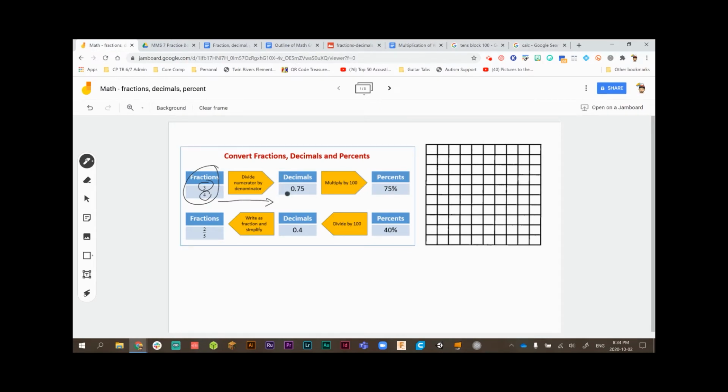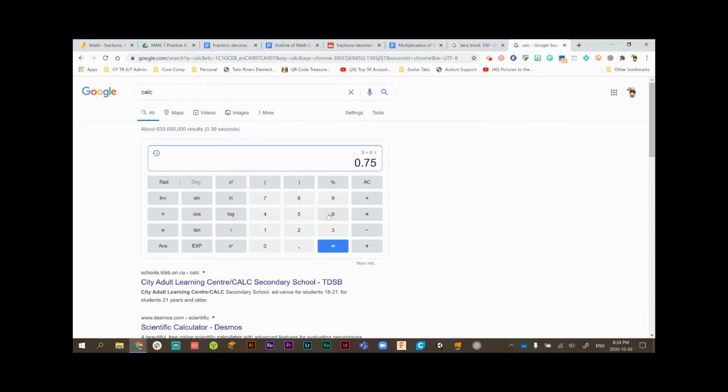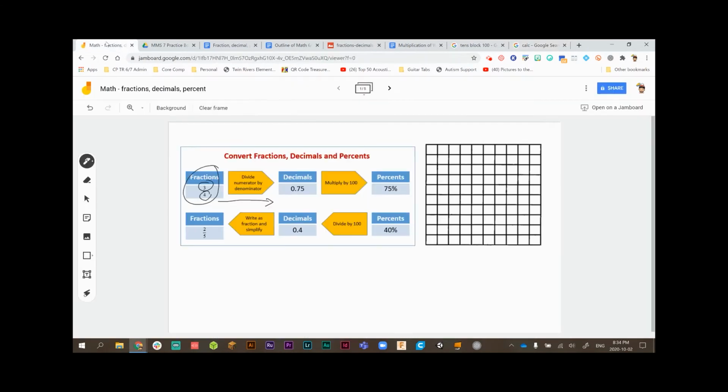So 0.75. And now that we have gone over the numerator, which is the top number, and the denominator, which is the bottom, we multiply that by 100 to get a percent, because a percent is out of 100. So in our calculator, we go back with 0.75 times 100, and we get 75%.